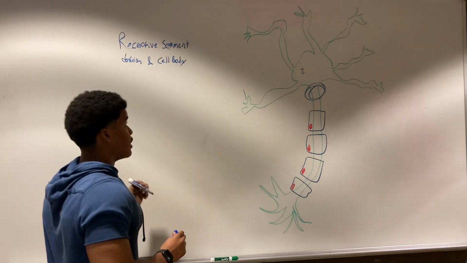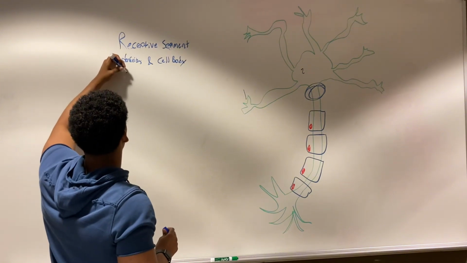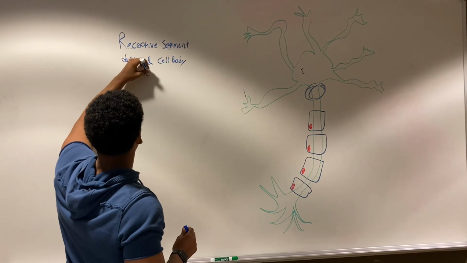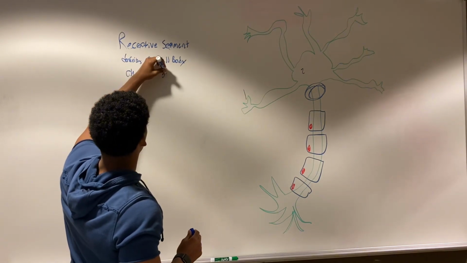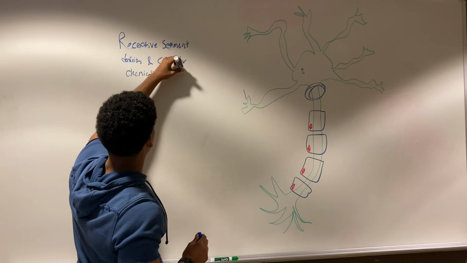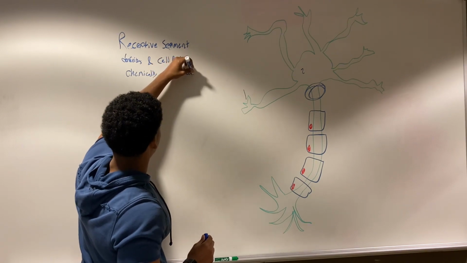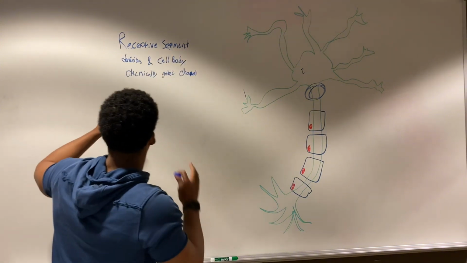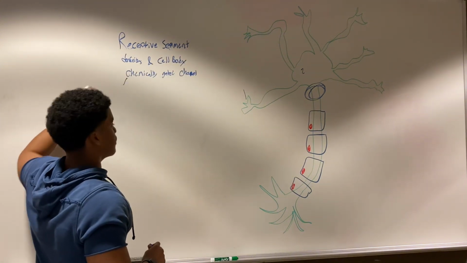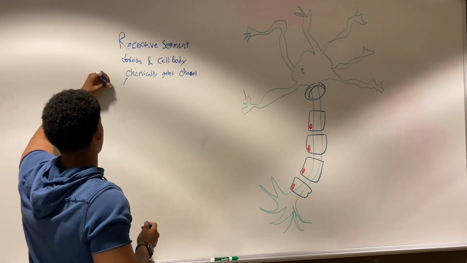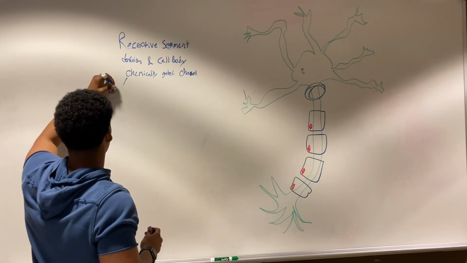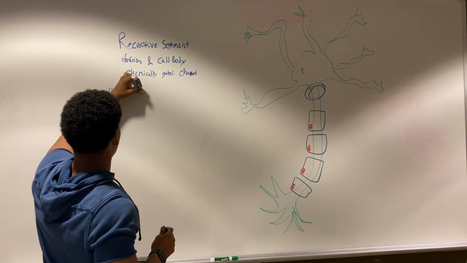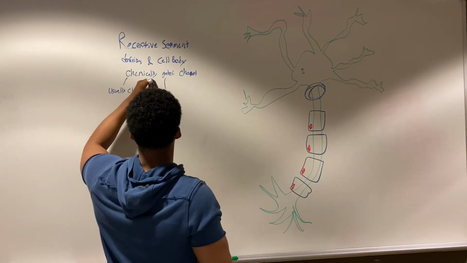Now the receptor segment contains a chemically gated channel. That's supposed to be in two ends, but whatever. And the chemically gated channel is usually closed, and opens in response to a neurotransmitter.